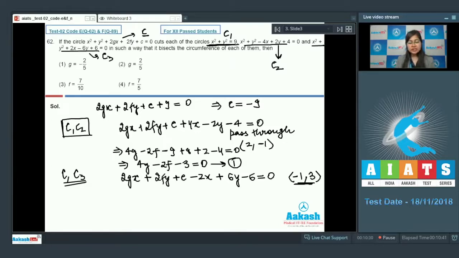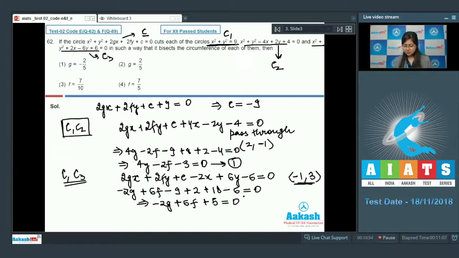Now this point will satisfy this equation, so we will get minus 2g plus 6f plus c, that is minus 9, minus 2 into minus 1, that is plus 2, plus 18 minus 6 equal to 0. So solving this further, we will get minus 2g plus 6f plus 5 equal to 0, right? Now solving equation 1 and 2, we find that the value of g will be equal to 2 by 5 and the value of f will be equal to minus 7 by 10. So the correct answer will be option number 2.